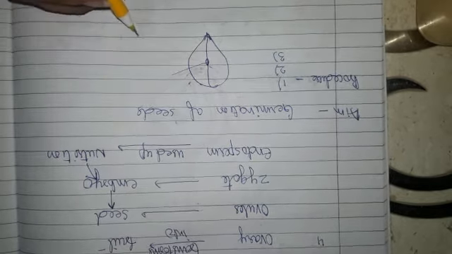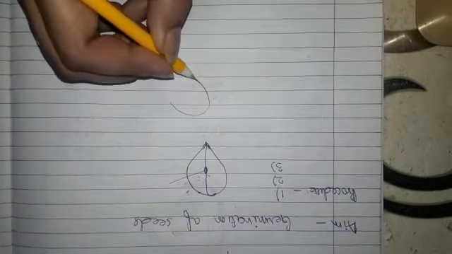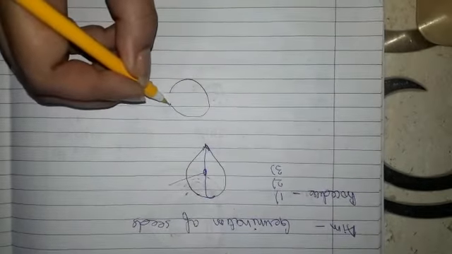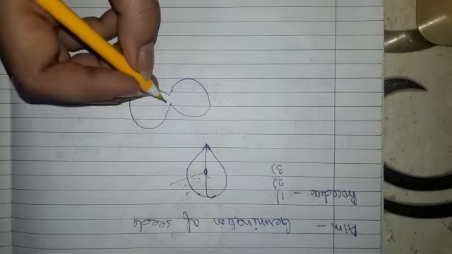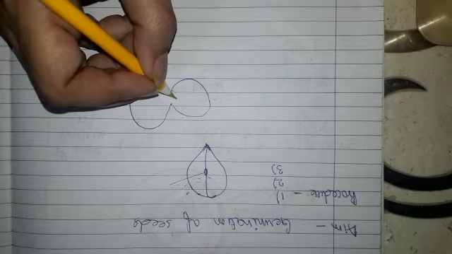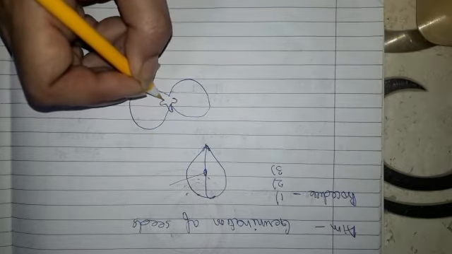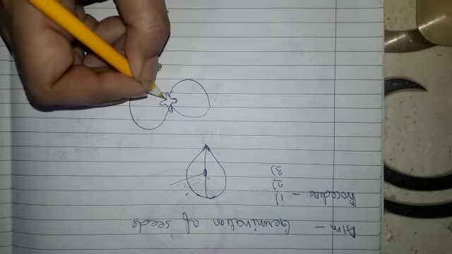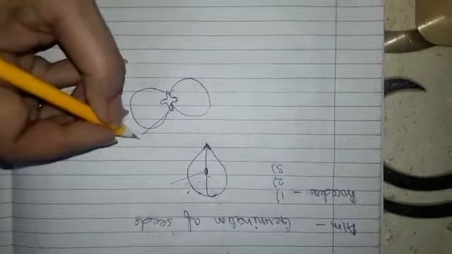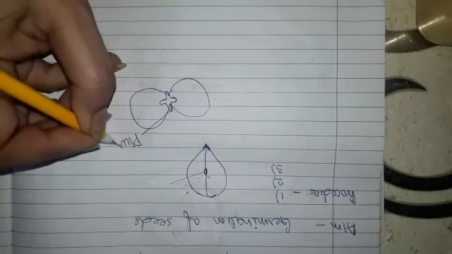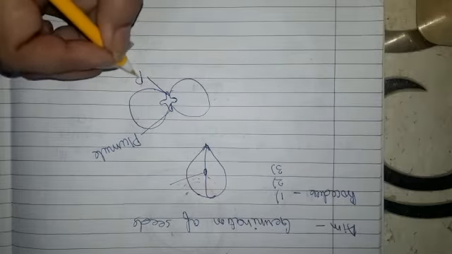Now after soaking, if we cut open the seed, opening it from the center, what is seen? We can see a plumule and a radicle. There will be two parts. One, the upper, is called plumule, and this lower portion is radicle.